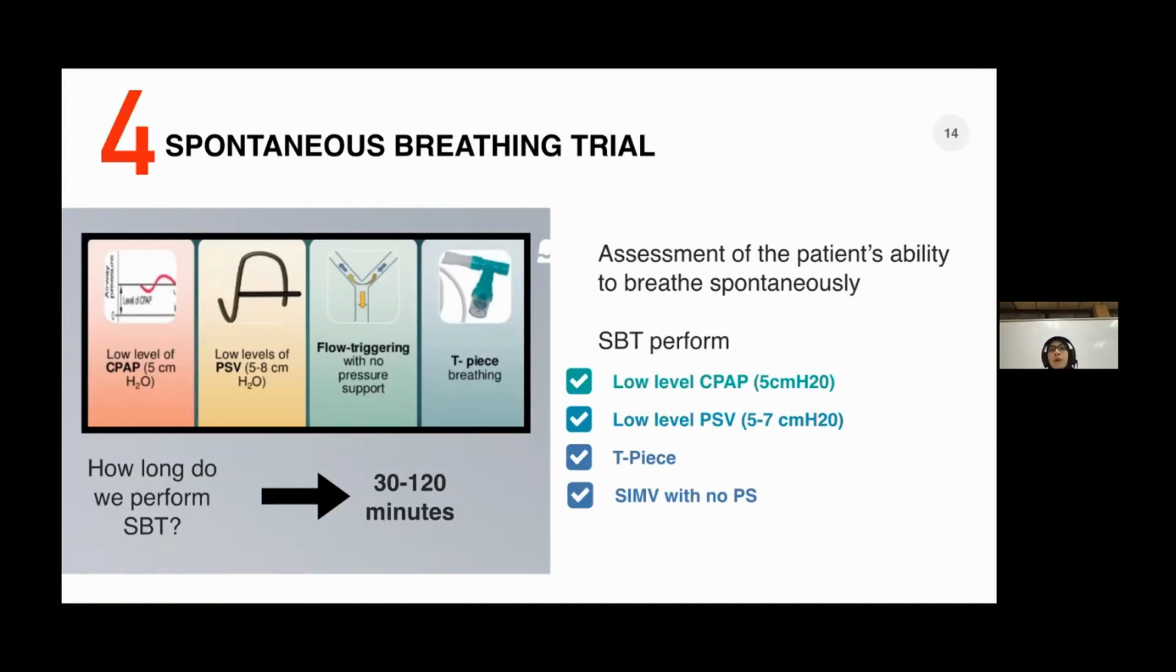All right, so what you need to do is put the patient on one of the modes that I mention below: either low level CPAP, which is continuous positive airway pressure, at a pressure of 5 centimeter water, or you can change the mode into a low level pressure support ventilation with a pressure support of 5 to 7 centimeter water, or you can put the patient on SIMV with no pressure support.